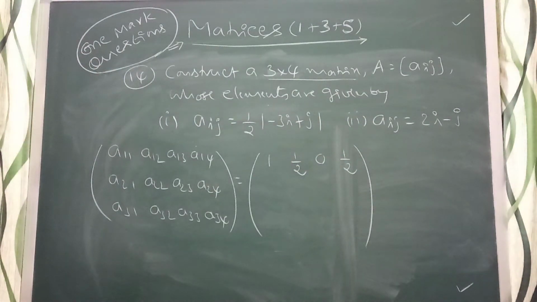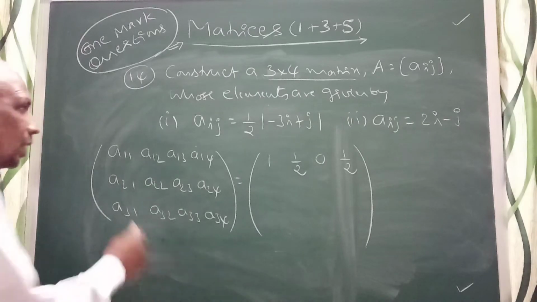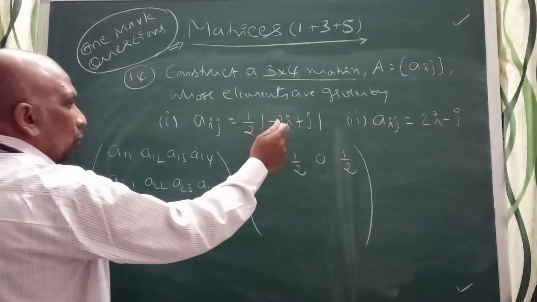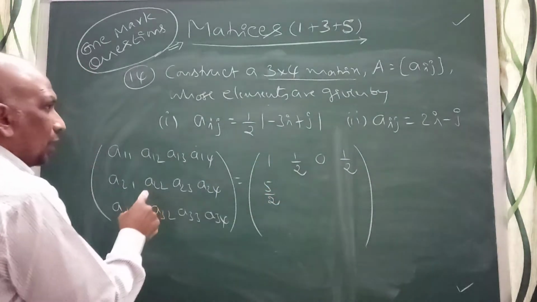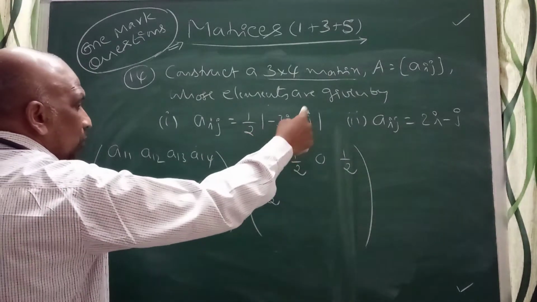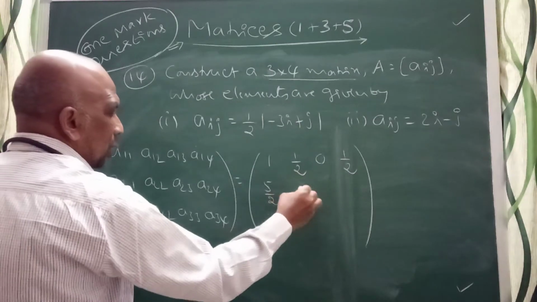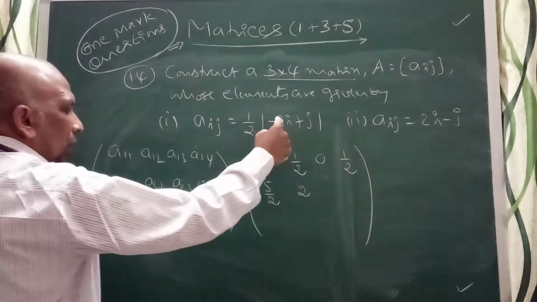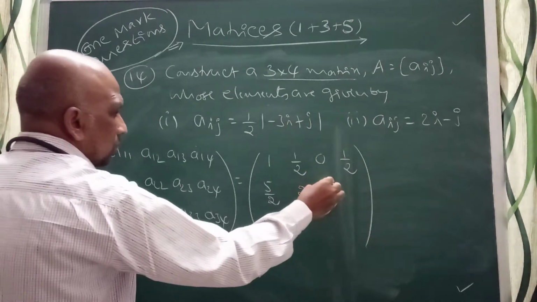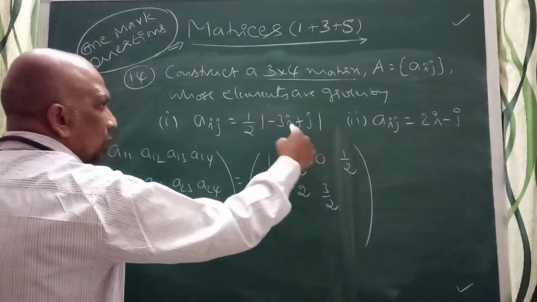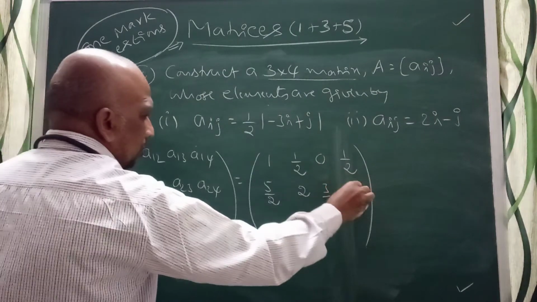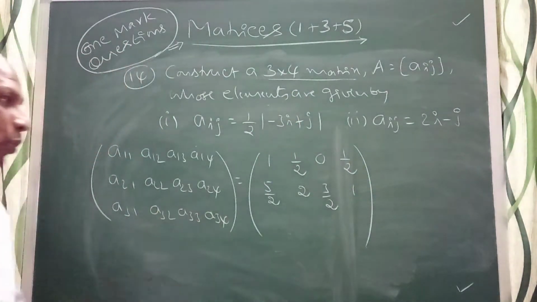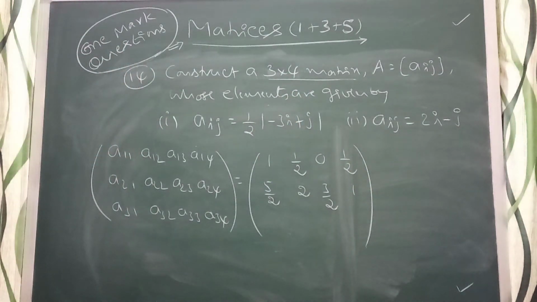Like this I can find the first row. Next, the second row I will find now. You can see second, 2, 1. If we substitute 2, 1, minus 6 plus 1, it will be 5 by 2. A22, minus 6 plus 2, 4 by 2, it will be 2. A23, minus 6 plus 3, 3 by 2. You will get 2, 4, minus 6 plus 4, 2 by 2, 1. That will be the second row: 5 by 2, 2, 3 by 2, 1.